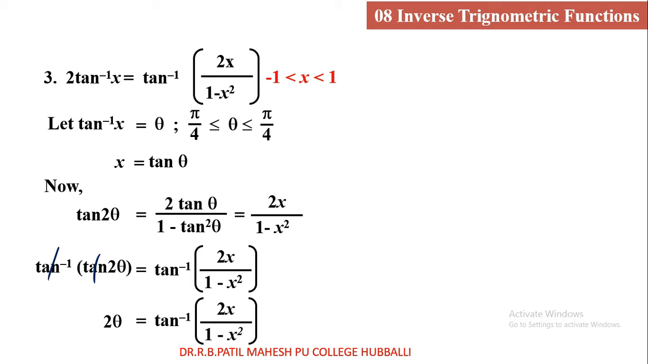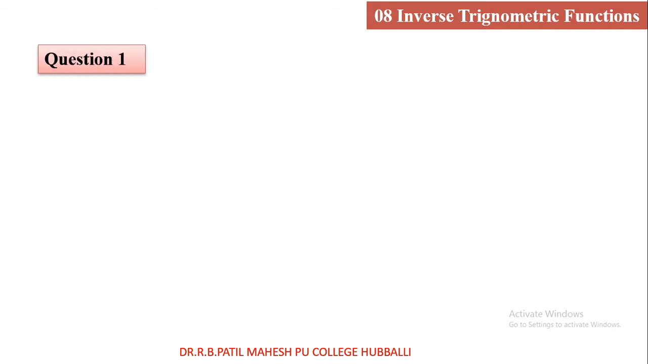So 2 tan inverse x is equal to tan inverse of 2x upon 1 minus x square is the proof. Hence we proved. So these are the three which convert 2 tan inverse into three different forms: sin inverse, cos inverse, tan inverse. Remember, so that it will help us to solve the problems. Let us have the questions.